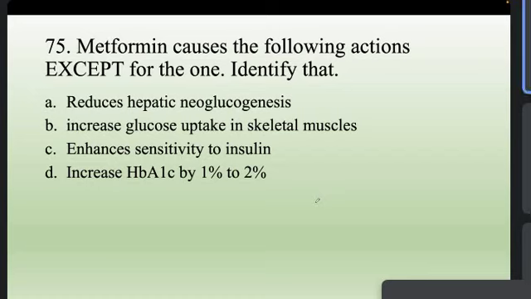Metformin, you just remember, what is the action of metformin? Reduces hepatic gluconeogenesis. Okay, please see the options correctly. Except.